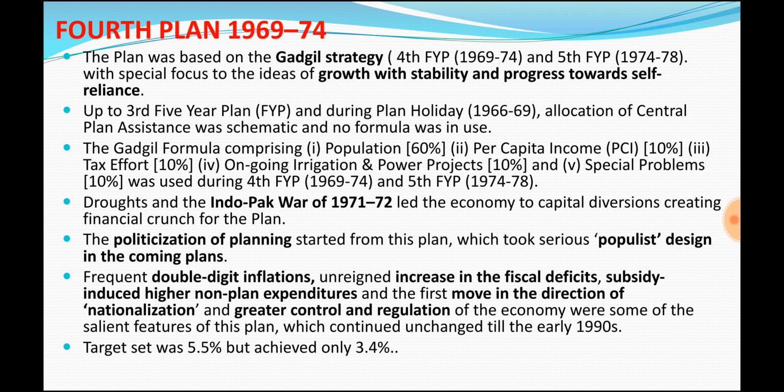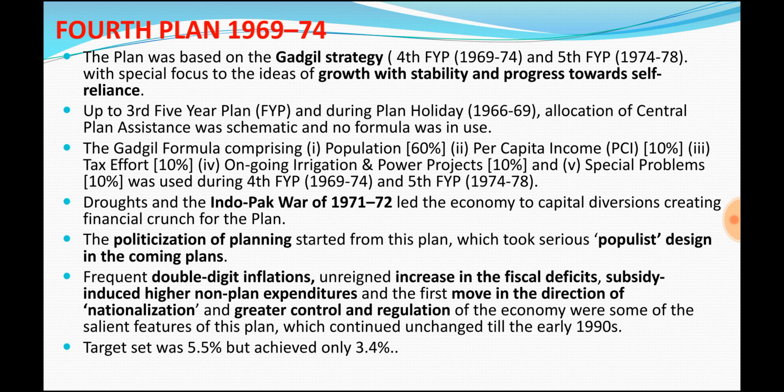But in the fourth plan, the Gadgil gave this strategy of how to spend. Okay, this formula was set. In this formula, population is given 60%. While allocating funds, if the area has a huge population, that population will account. Okay, then the per capita income is given 10%.